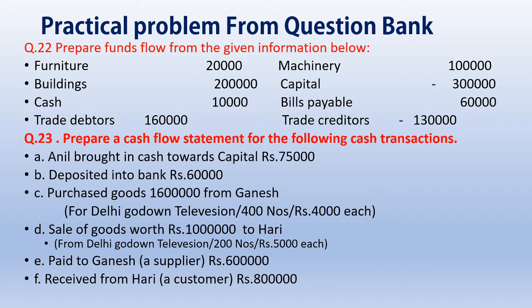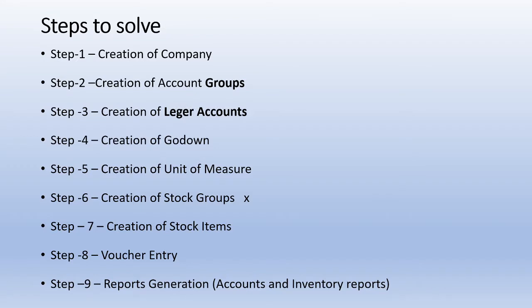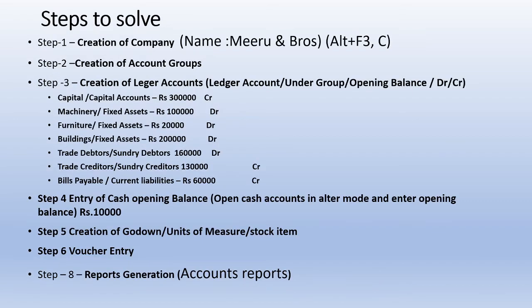As usual, we enter opening balances, and in these transactions we use Alt C for creation of ledgers automatically at the voucher entry screen. The steps involved are creation of company, creation of groups and ledger accounts. In this problem, we also had godown creation, units of measure creation, and stock items creation, and later voucher entry.